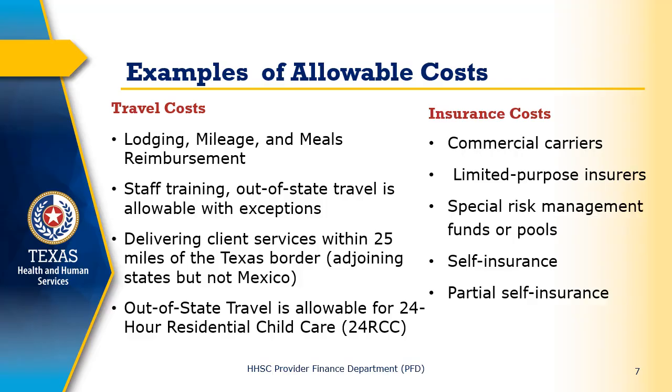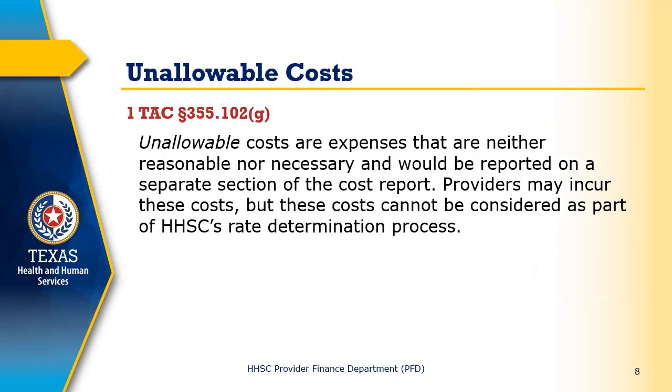Self-insurance occurs when a provider independently assumes the risk for anticipated liabilities, with allowable costs tracked on a cash or claims-paid basis, while partial self-insurance involves shared risk with another entity through mechanisms such as stop-loss policies. For more information, please review TAC 355.103b 12-13. Now that we have a better understanding of allowable costs, let's discuss the specific types of costs that cannot be included in the final cost report.